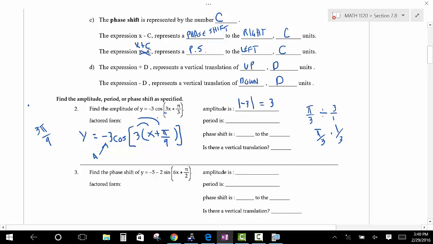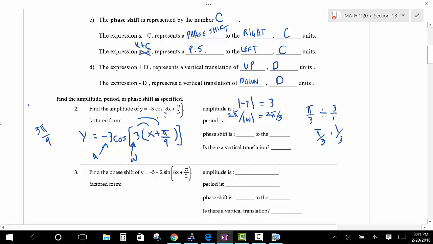Okay, what's the formula for finding the period again? 2 pi over omega. What is omega in this problem? That number right there. It's the number in front of x. Okay, so what's the period? 2 pi over 3. Good. Okay, so we got that.